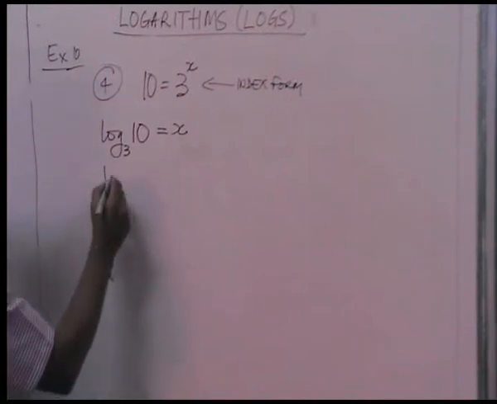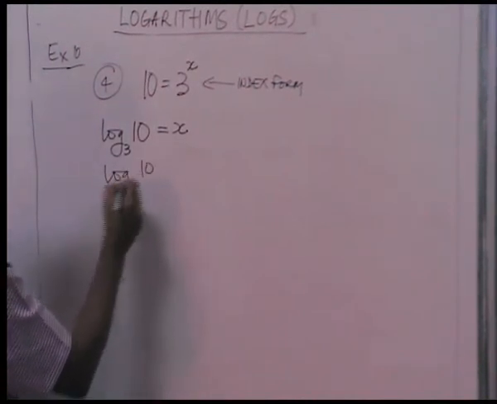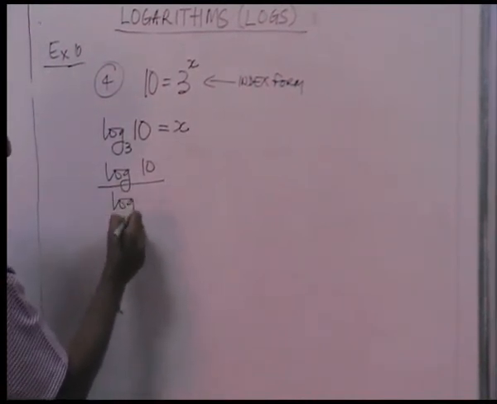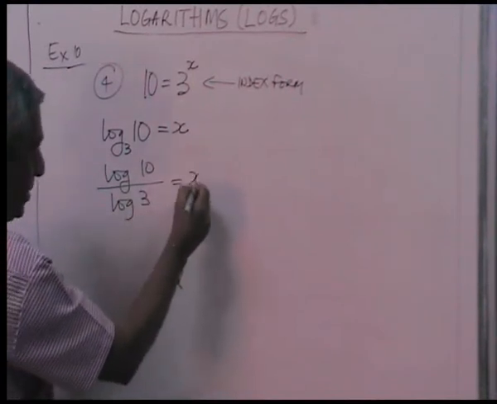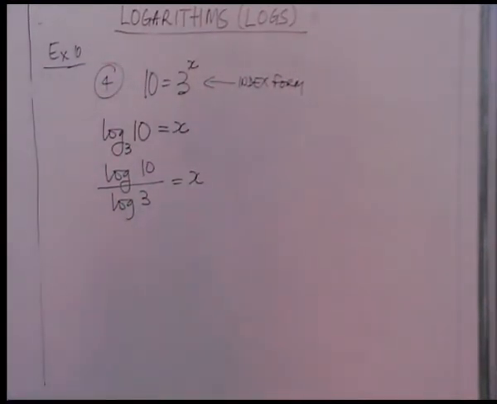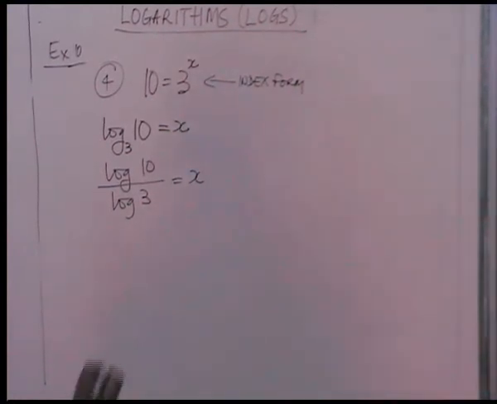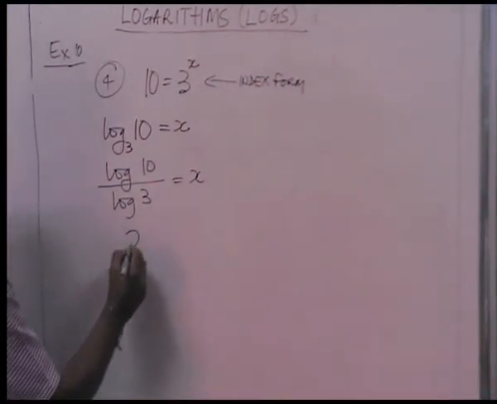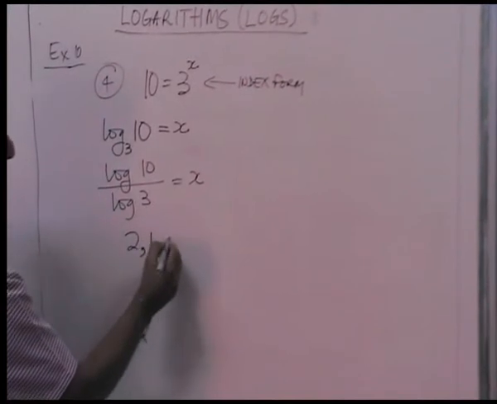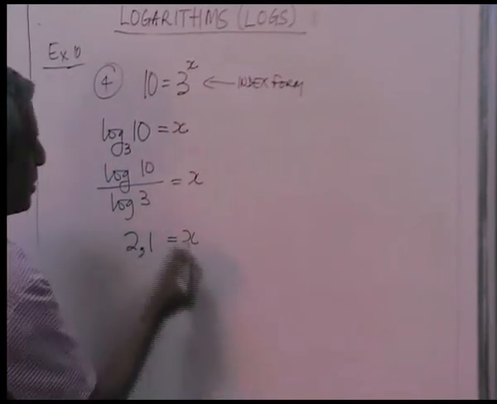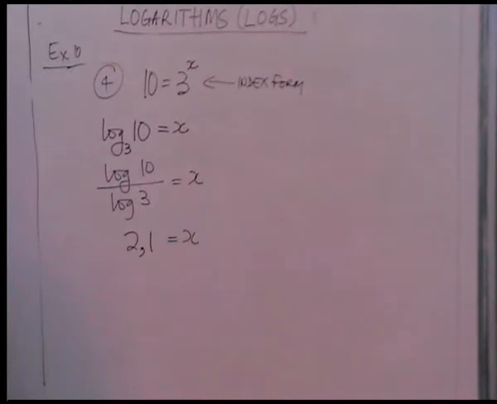Then I'll change base. I'll say log of 10 divided by log of 3 is equal to x. Then I will take the calculator and punch in log of 10 divided by log of 3. And the answer that I'll get, correct to one decimal place, is 2.1. So x is equal to 2.1.